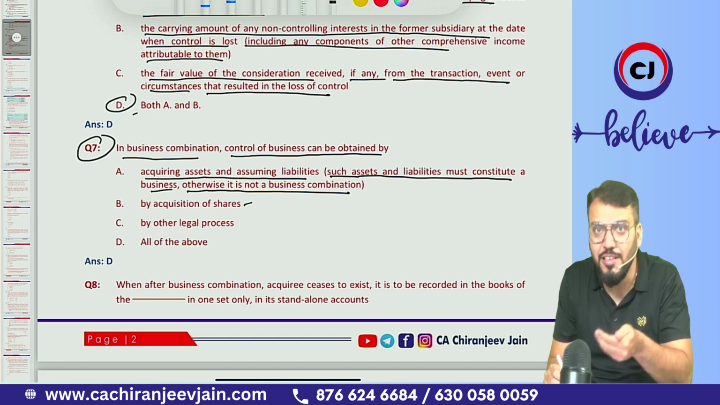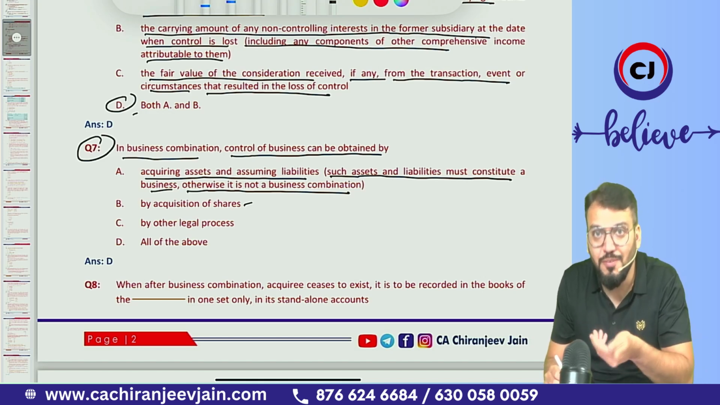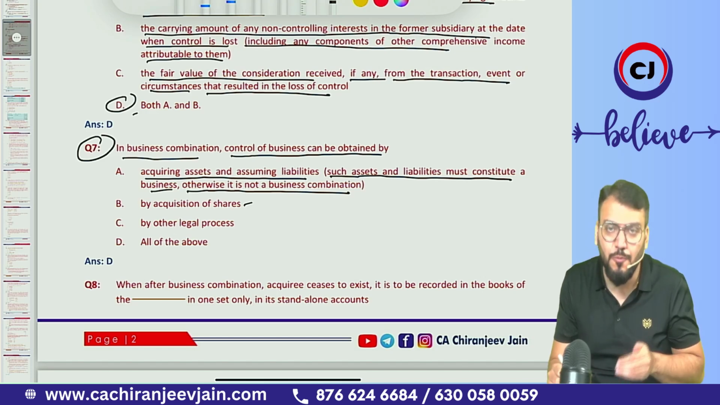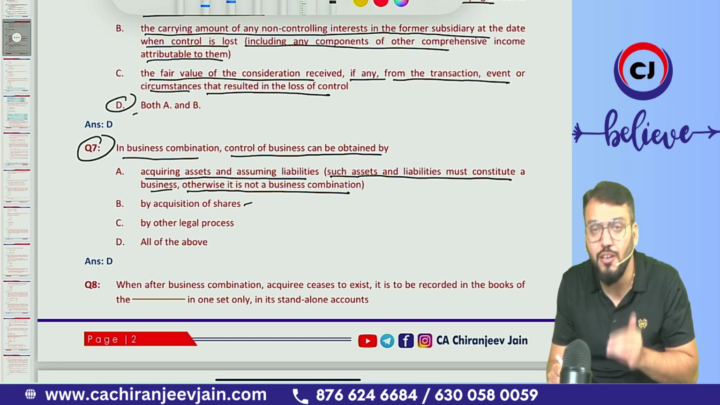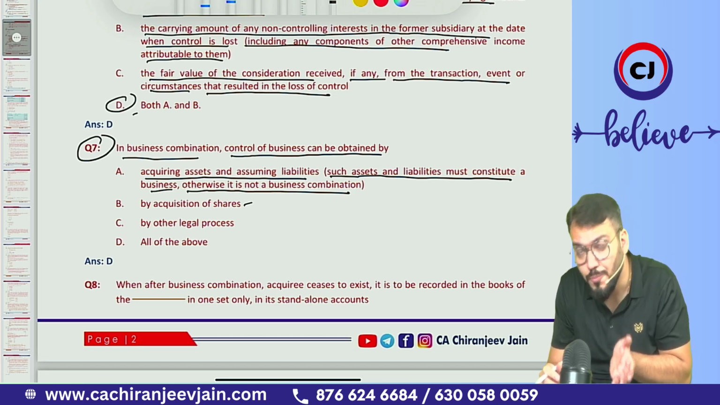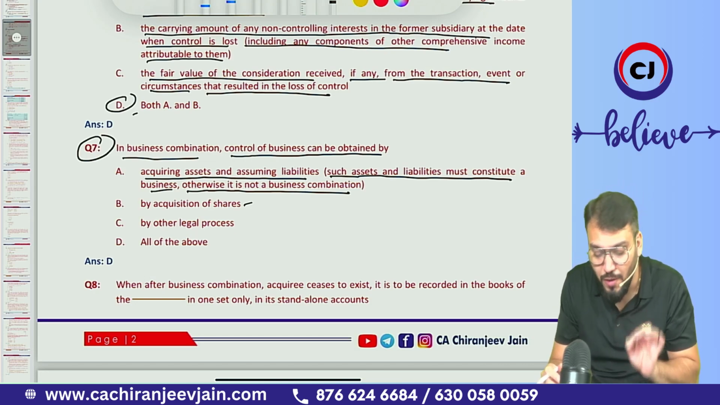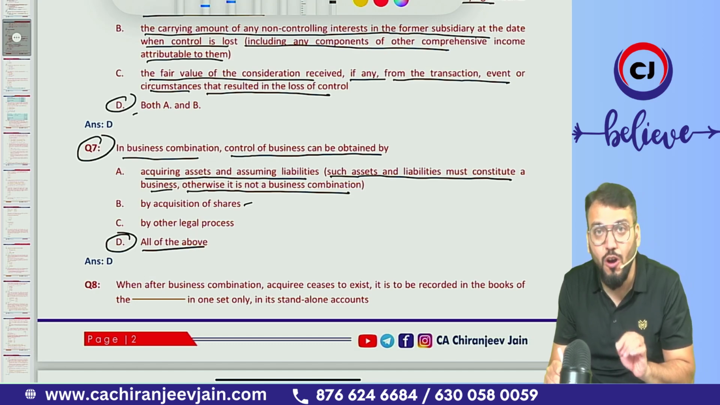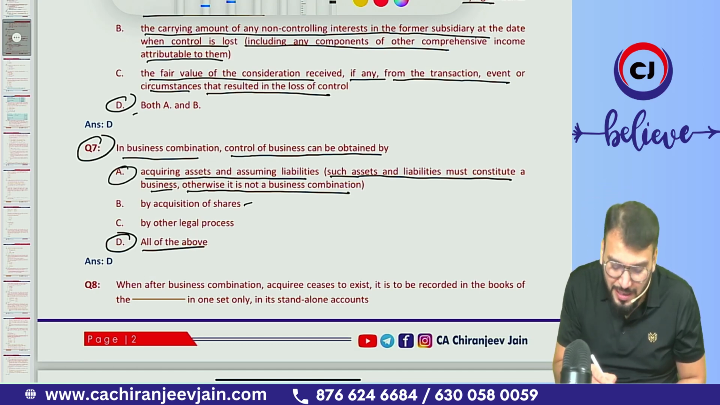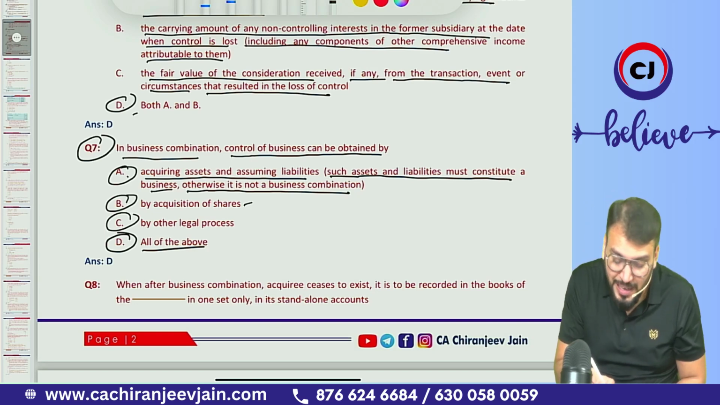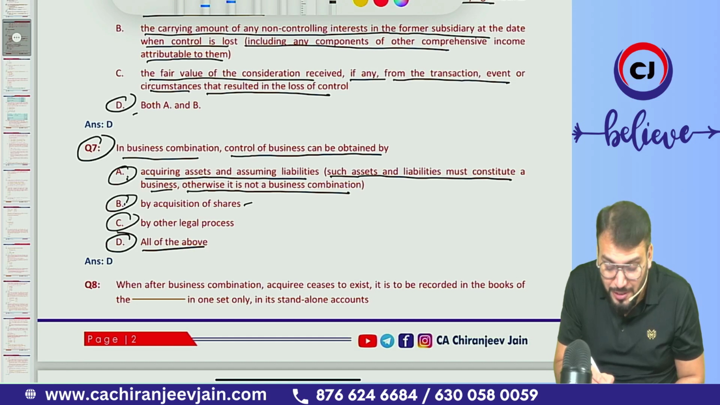By acquiring shares means more than 50% of voting rights. Correct. So by acquiring shares, we can obtain control. That is also correct. By other legal process, of course, by other legal process also we can obtain control. Other legal process means, even though there is less than 50% voting right, we can obtain some power over the investee. In that case also we can obtain control. So option number D, all of the above, will be correct in this case. Option A is correct, option B is correct, option C is correct. All of the above. I'll just give one hint. When A and B are correct, and you have a doubt about C, and there is what?